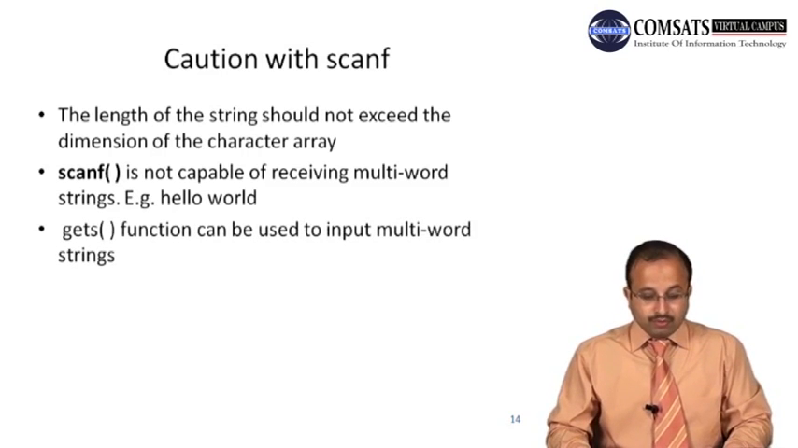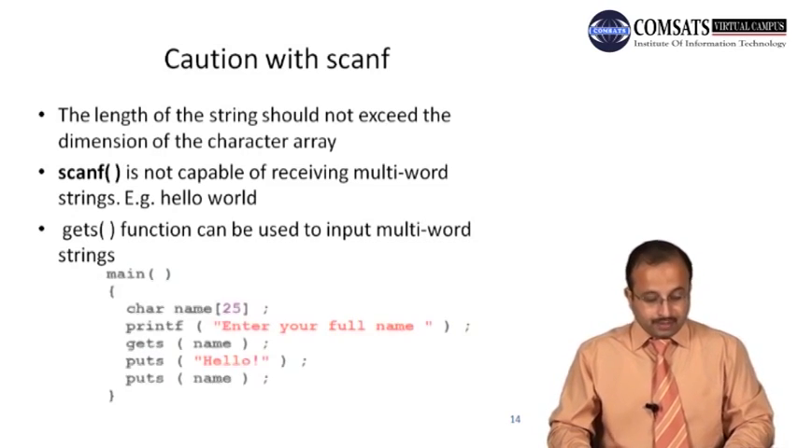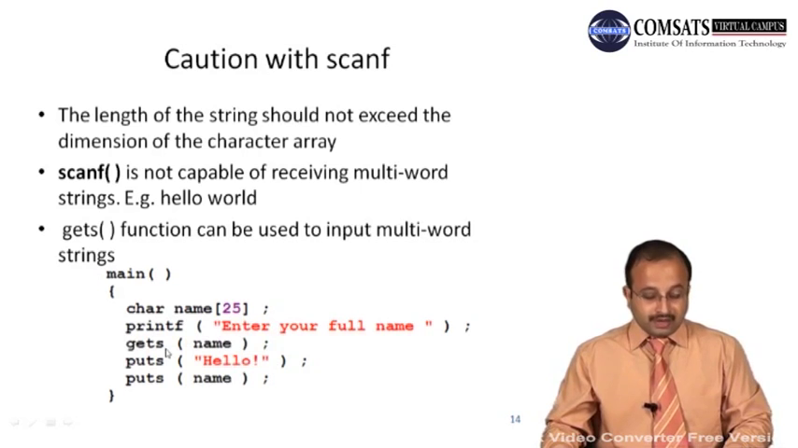The gets function can be used to input a multi-word string. So gets is a new function. The gets function is used to input just a string, not an integer, not a character, not a floating point value. It is only used to take a string as input, as the name suggests, gets, get string. So here we have a program, we have a character array name, and then it asks you to enter your full name. You write the full name that contains spaces, and that will be successfully input using the gets function.